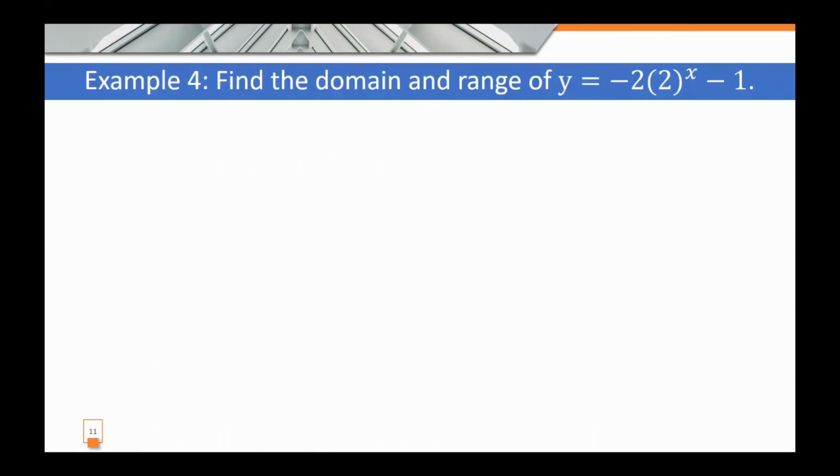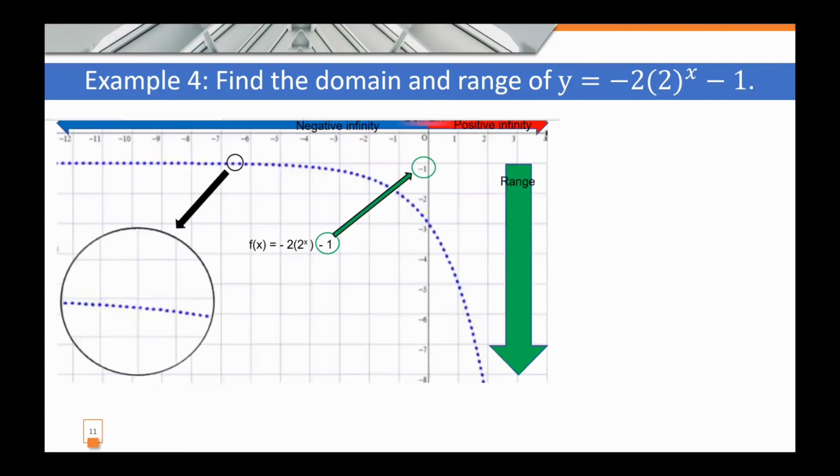Example number 4. Find the domain and range of y equals negative 2 times 2 raised to x minus 1. So here, this is the graph. Palagi na ang sagot natin pag sinabing domain, that is the set of real numbers, or in the rule form or interval notation, that is negative infinity to positive infinity. In determining the range, titingnan lang natin yung y-axis.